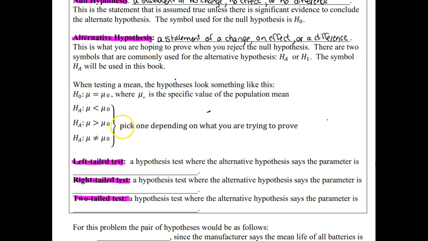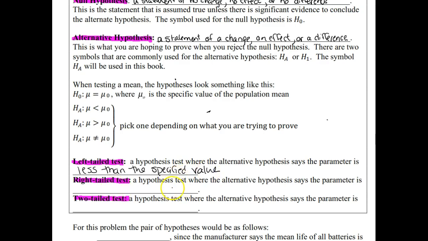And so again, as we look at the graphs, these names are going to make some more sense. But a left-tailed test is a hypothesis test where the alternative hypothesis says that the parameter is less than the specified value. And that's because the probability piece that we'll be computing will be the area in the left tail.